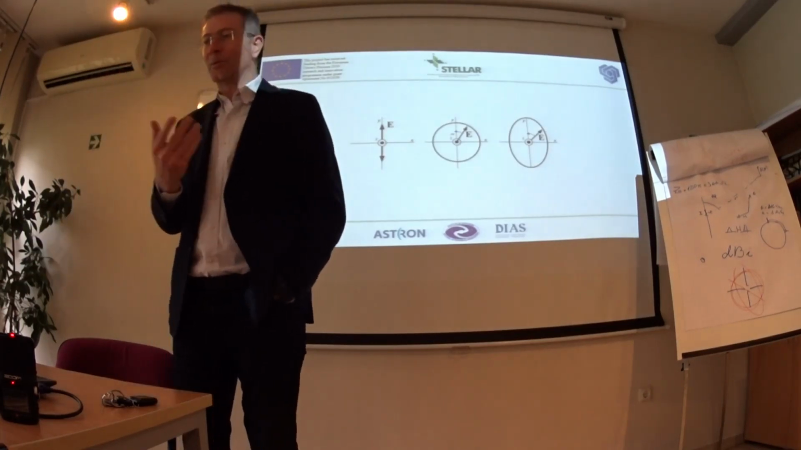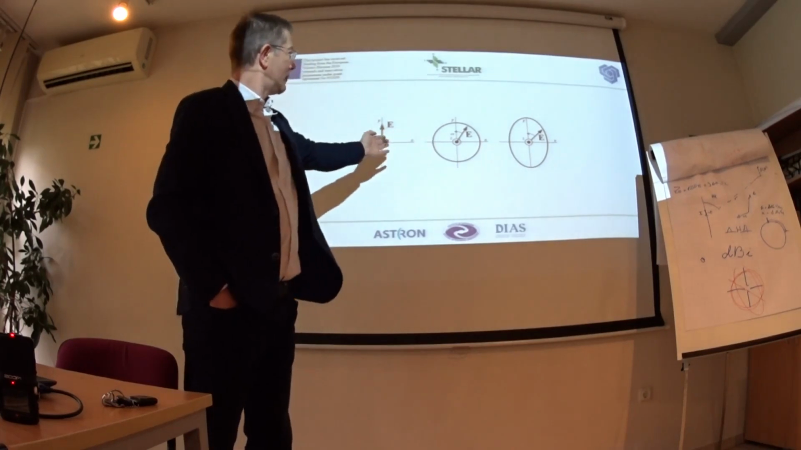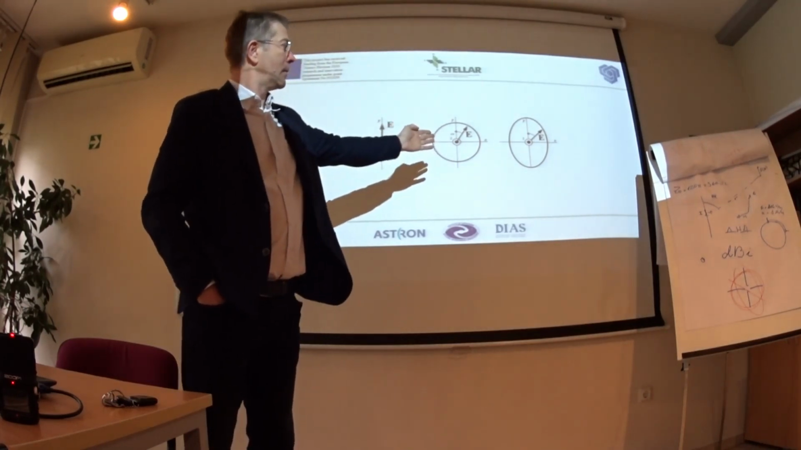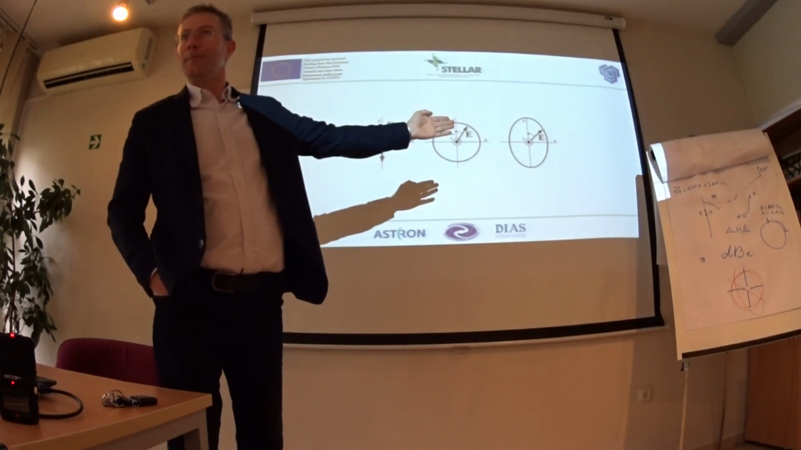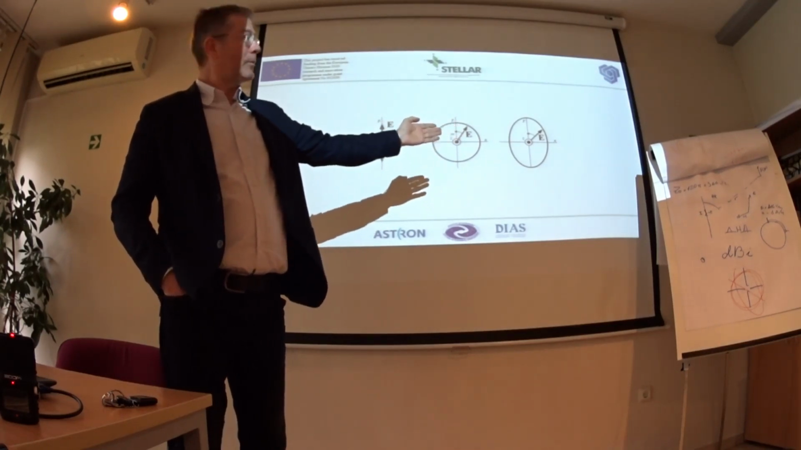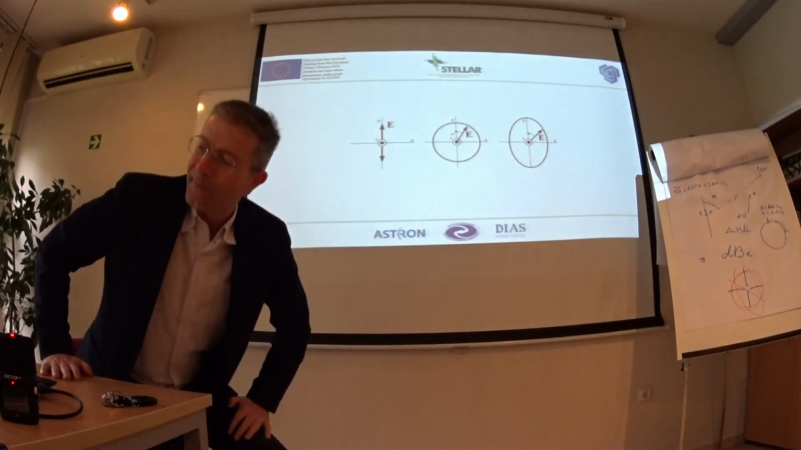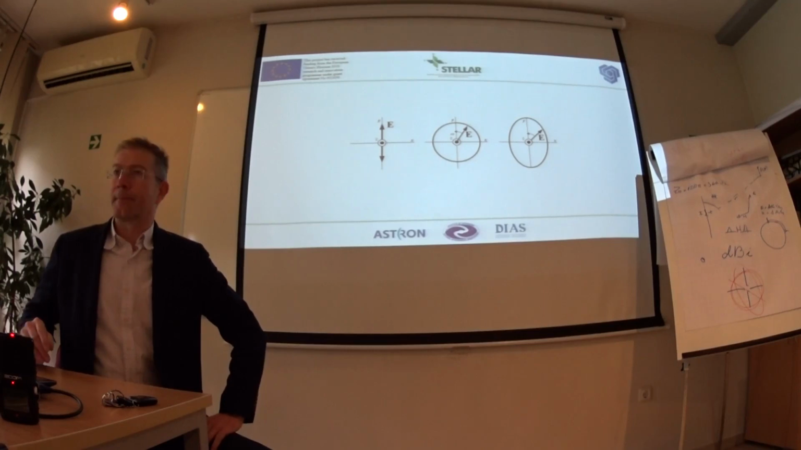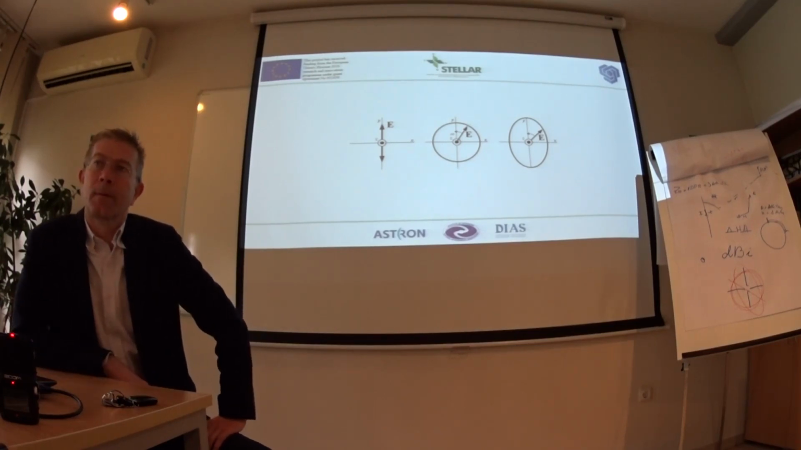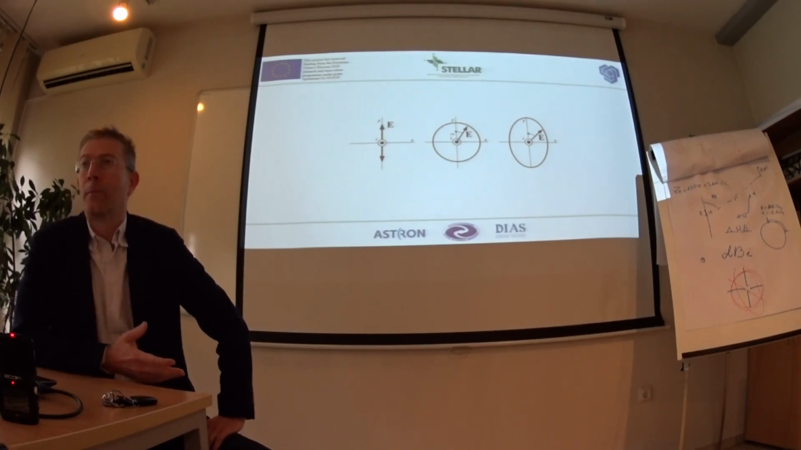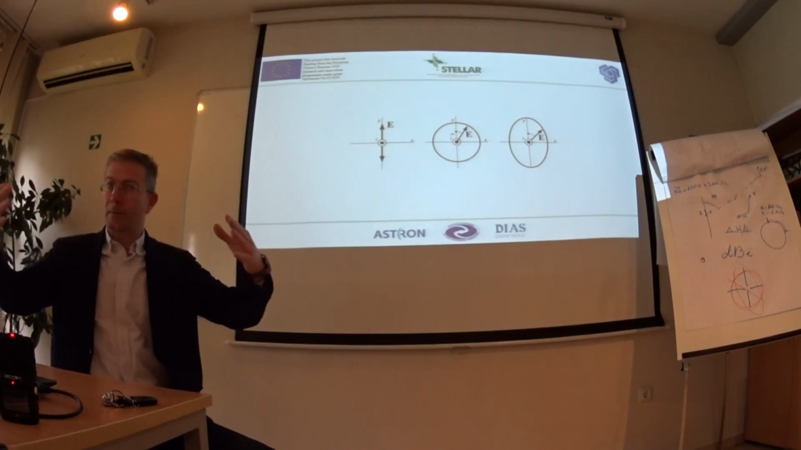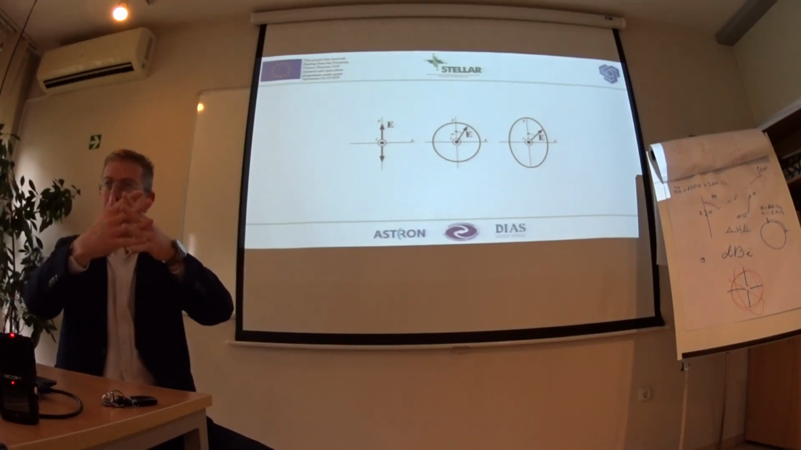And this is how these two extreme cases are: linear, circular, and the general is elliptical. Signals with the exact same frequency and amplitude but different polarization would not interfere with each other. This is a fundamental concept. Signals can pass one through another and they don't interfere.